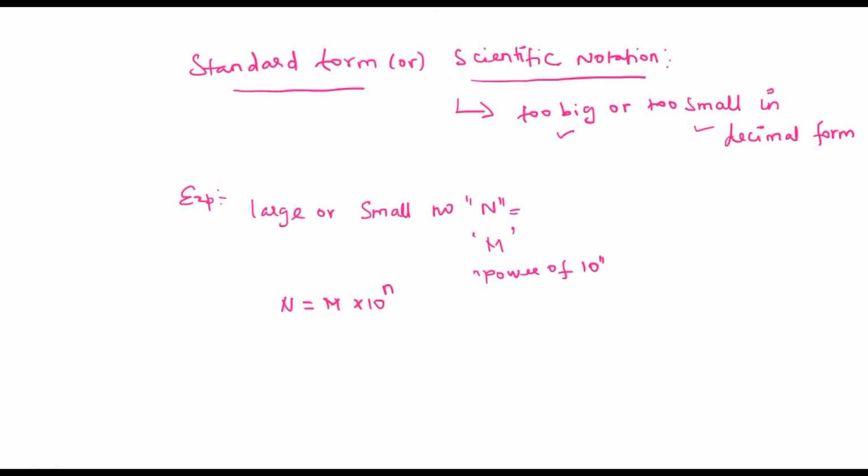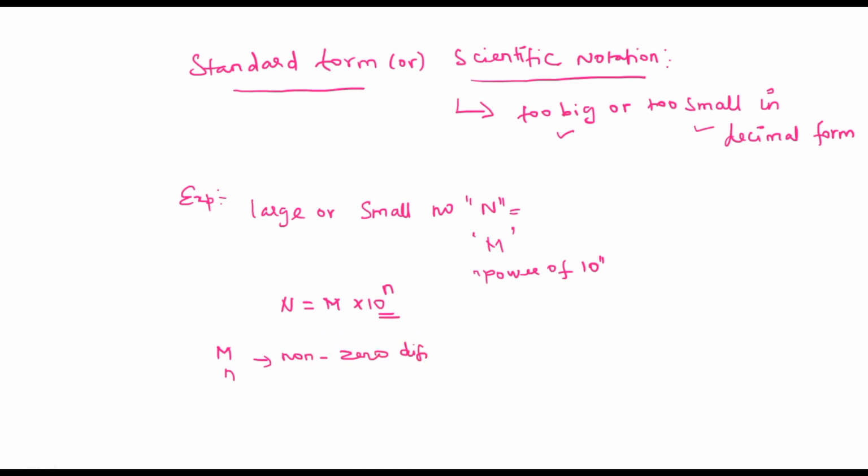From the last class itself we discussed 10 power n, which is the abbreviation of a power of 10. It may be either a negative power of 10 or a positive power of 10. Here, what is M and what is n? M is a non-zero digit.